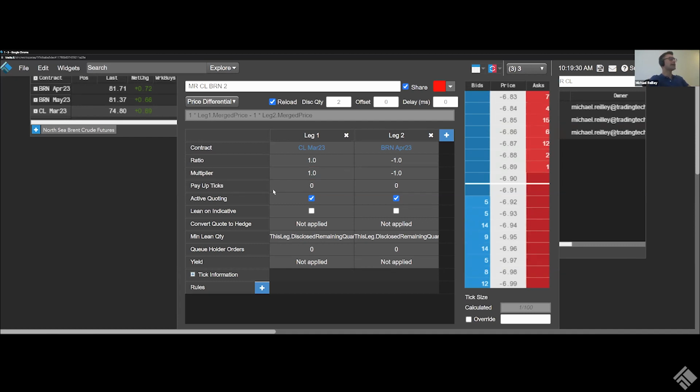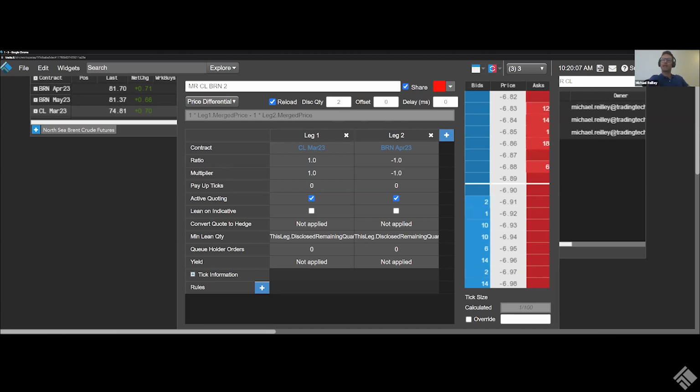Next is going to be pay up ticks. So why would we use a pay up tick in this case? What it allows us to do is to specify an acceptable amount of slippage that we're willing to take on our hedge leg. Okay, so we'll be trying to achieve the spread at a particular price. However, if we are willing to accept some slippage in order to ensure that we get filled on our hedge leg, we would then increase this value in order to pay up and ensure that we get that fill with our hedge leg.